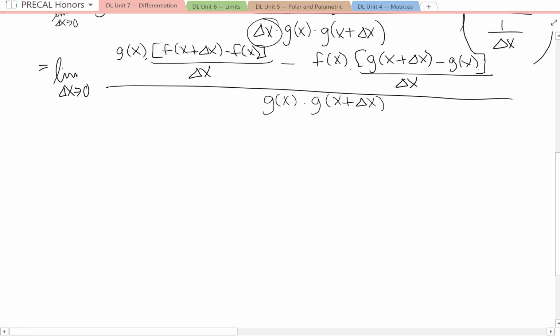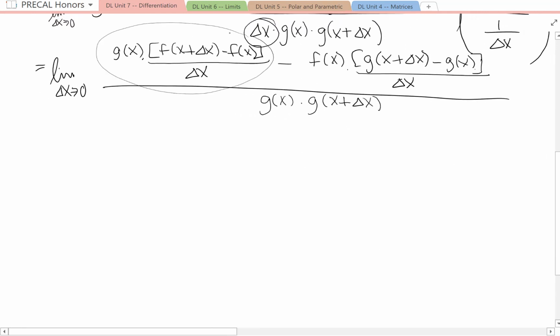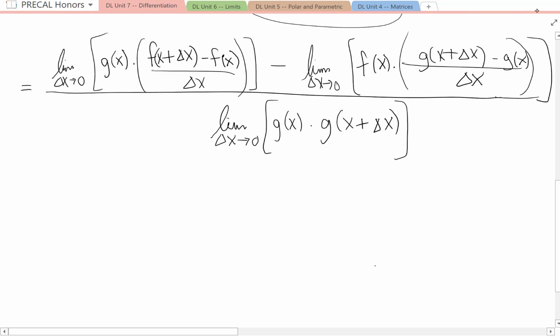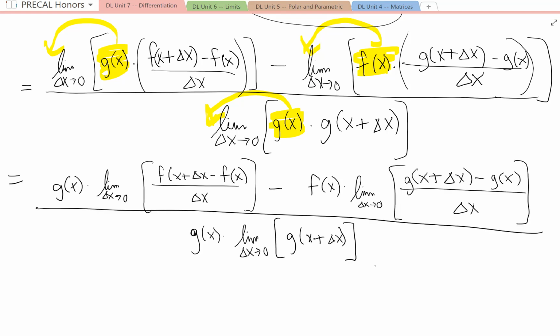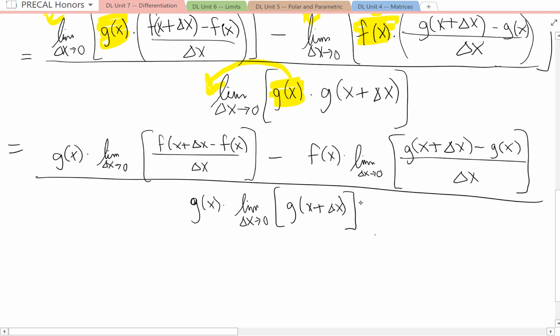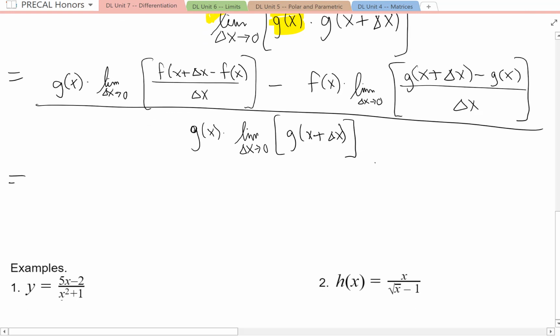Now I'm getting to a place where I might actually be able to fill in some of these definitions. So at this point, I'm going to split the limit to be the limit of the first fraction minus the limit of the second fraction over the limit of the denominator, because of algebraic properties of limits. I'm going to take several things out of the limit that do not involve delta x, such as this g of x will go in front of this limit, this f of x will go in front of this limit, and this g of x will go in front of this limit to help us simplify further.